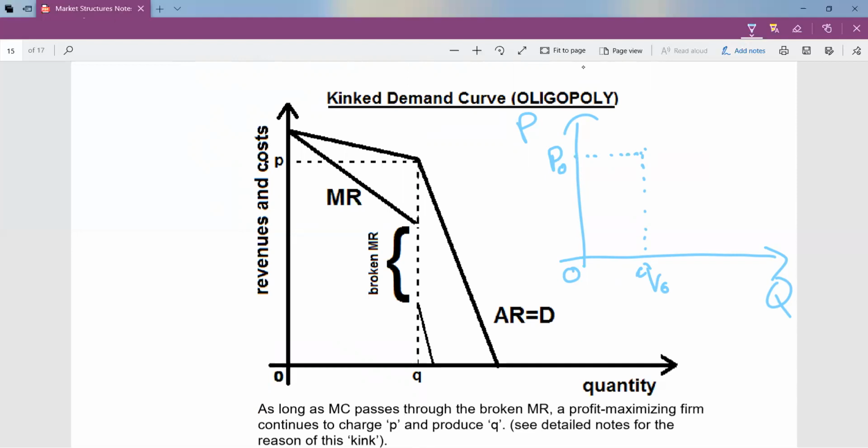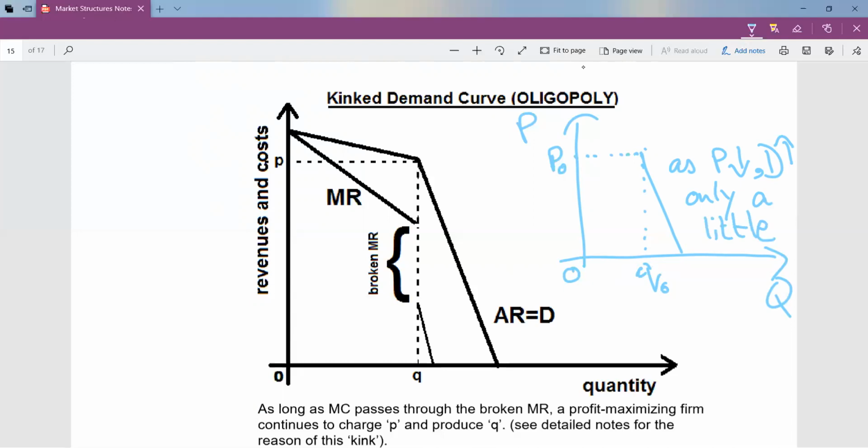If a firm decides to reduce the price, all the firms have to reduce the price. When all the firms reduce the price, no firm sees a major rise in their demand. So the price is reduced, but demand does not increase by much. If you recall from the AS level, a reduction in price resulting in only a small increase in demand means that the demand curve is inelastic, means that the demand curve is very steep. So as the price goes down, demand goes up only a little.